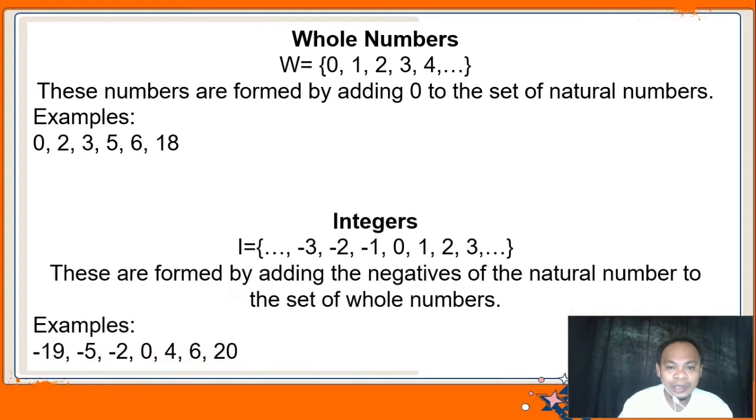We have also integers. So these are formed by adding the negatives of the natural numbers to the set of whole numbers. So diba yung natural numbers po natin at saka whole numbers, diba positive po sila. So we add negatives. So okay, we add negative numbers, so nagiging integers. For example, we have negative 19, negative 5, negative 2, 0, 4, 6, and 20.